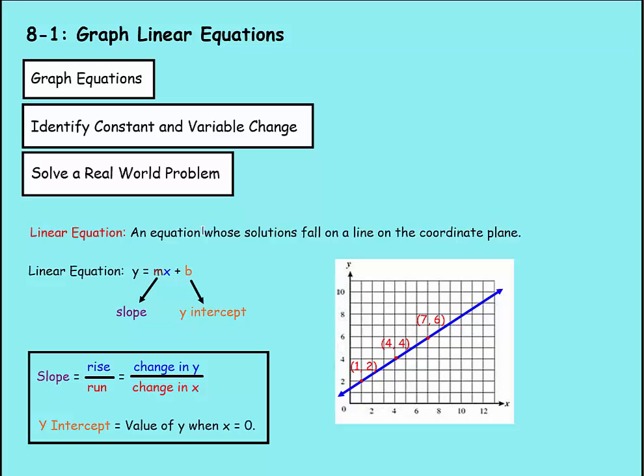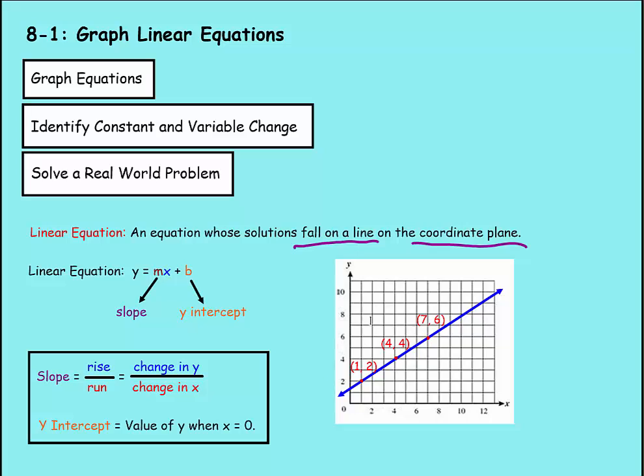A linear equation is an equation whose solutions fall on a line on the coordinate plane. The key words here are that they all fall on a line and that they're on the coordinate plane. So for example, if I have this equation, y equals mx plus b, where m is the slope and b is the y-intercept, and I plug in 1 for x and get 2 for y, plug in 4 for x and get 4 for y, and plug in 7 for x and get 6 for y, these would all be part of a linear equation because they all fall on that same line.